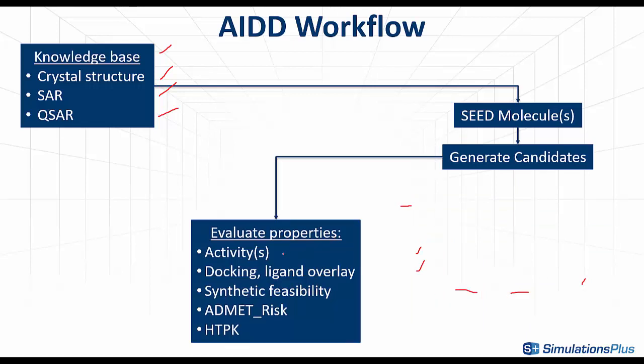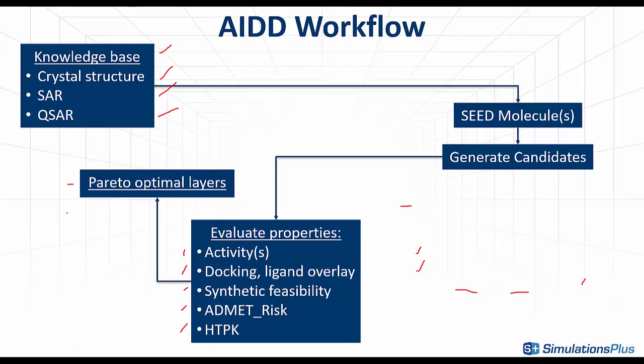Next, you evaluate the properties of the molecule. So you apply your QSAR model. You can also dock the molecules or use ligand overlays. Score it with synthetic feasibility. We typically recommend that. And then ADMET Risk. And then we can use our HTPK module to calculate things like oral bioavailability. Next, all the compounds go into the Pareto optimal scheme here, and it selects the best compounds for the next iteration. So you're always keeping the compounds in the pool that have the best overall scores for these various properties. And then you simply iterate over and over again.